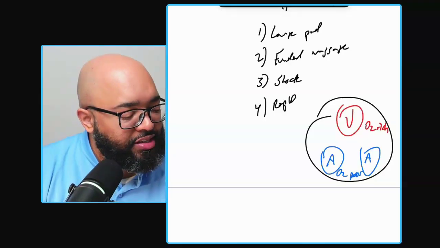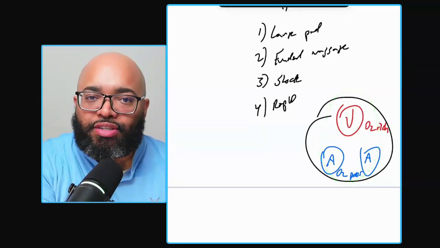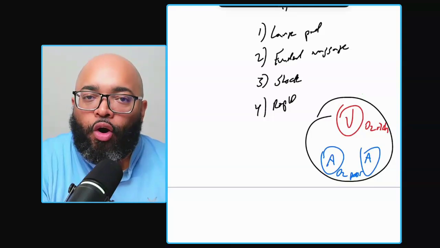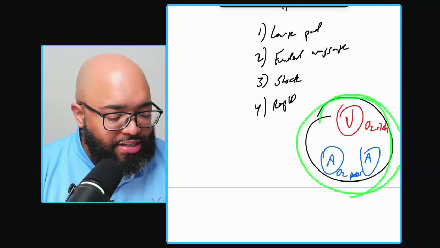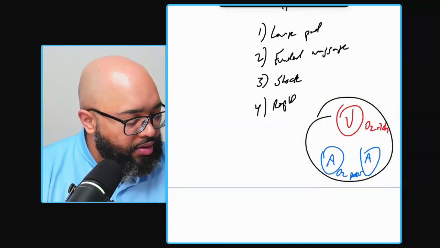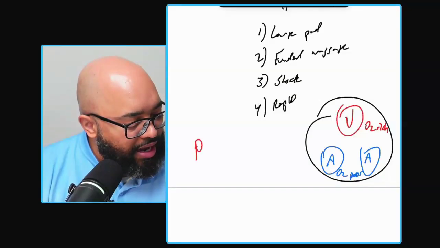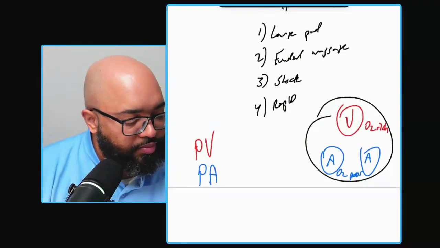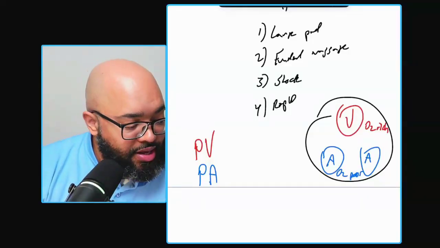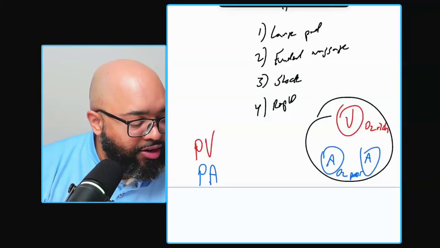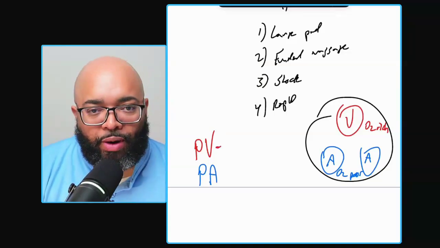Where else do we see this exception? Because normally veins are deoxygenated or under-oxygenated, and arteries are oxygenated. Where else do we see this exception? Pulmonary. Yep. So the pulmonary veins, remember, how does blood travel through a pulmonary vein? From where to where?